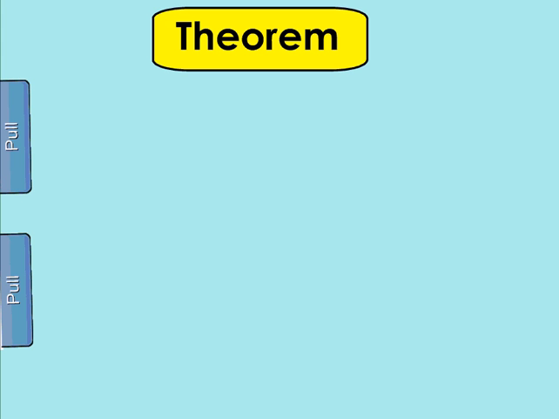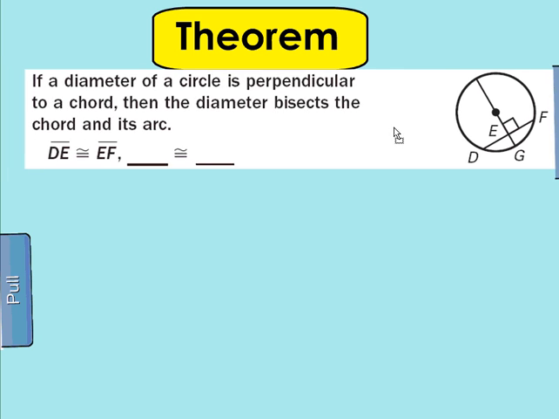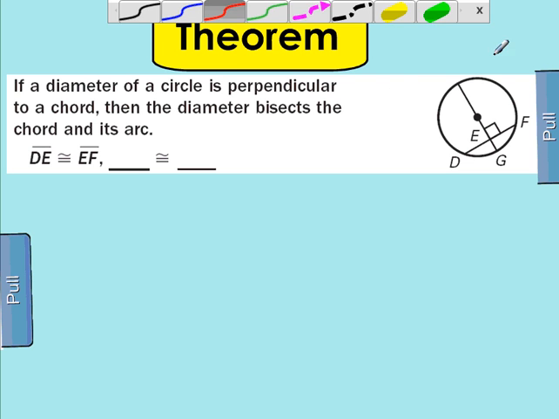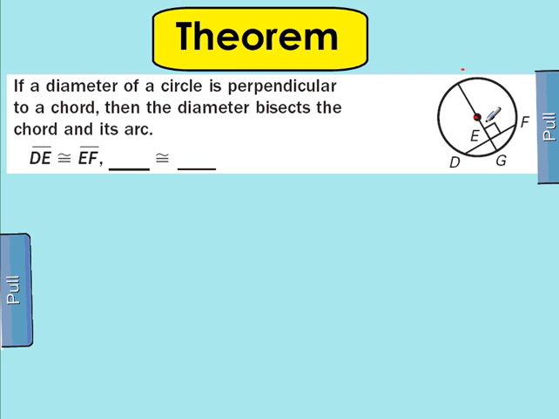We do have a few theorems, 4 in total, that we're going to talk about today. And the first one is that if a diameter of a circle is perpendicular to a chord, then the diameter bisects its chord and its arc. So here we see this diameter. I know it's the diameter because it's passing through the center of the circle. And this is saying that if it's perpendicular to the chord, it's going to bisect the chord and the corresponding arc. So I can say that DE is congruent to EF, but what I can also say is arc DG will be congruent to arc GF.